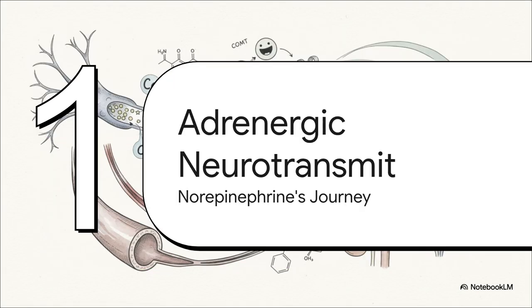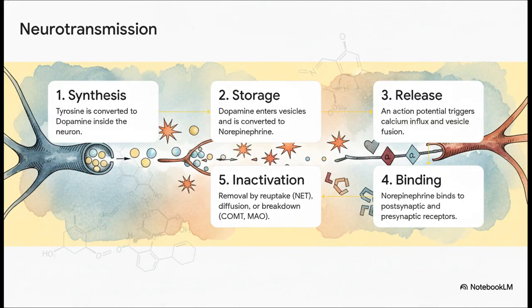All right, first up, adrenergic neurotransmission. Look, to really get how these drugs work, you have to understand the life cycle of norepinephrine, the body's own natural messenger. Seriously, every single drug we're going to talk about today messes with this process in some way, so mastering these steps is absolutely key. Let's walk through this in 5 key steps.